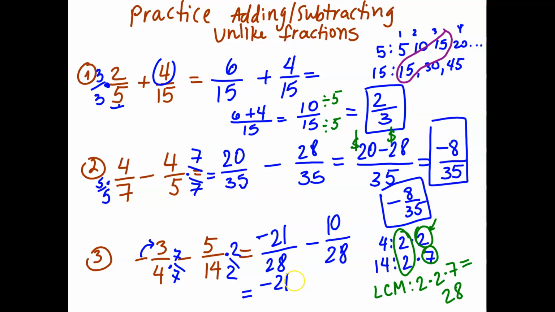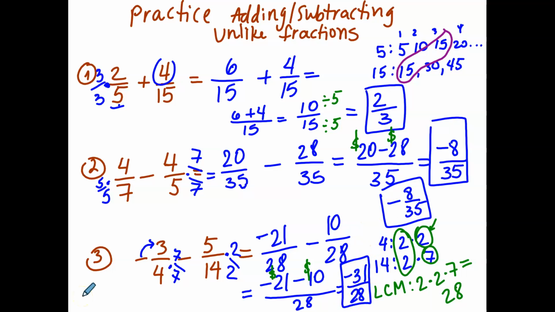Add numerators, negative 21 minus 10, keep the denominator. Negative 21, think about it as negative $21 on your credit card that you owe to the bank, and you need to spend another $10. Well, now you have negative 31 on the credit card, so negative 31 over 28. That would be the answer if we want to leave it as an improper fraction.